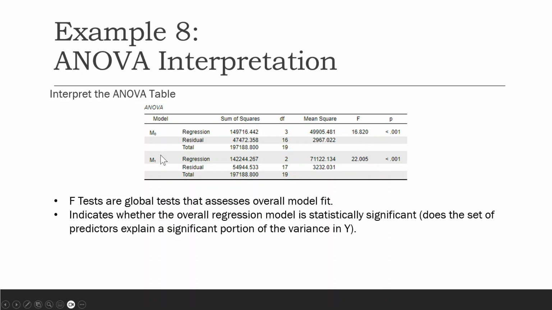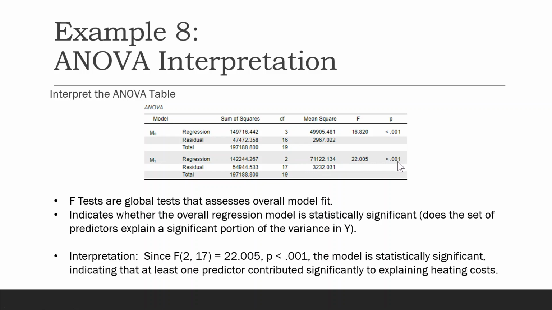Well, when we interpret this, we want to go to our final model. So I'm going to go to the model closest to the bottom here. In this case, we only ran two models, so it's my second model, M sub 1. And this F statistic, 22.005, with the degrees of freedom in the numerator of 2 and the denominator of 17, led to a significant p-value. This is less than 0.05.